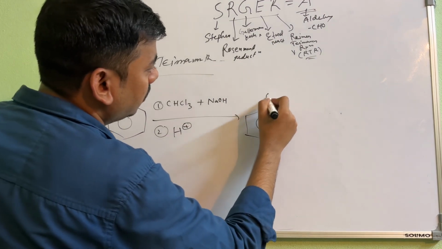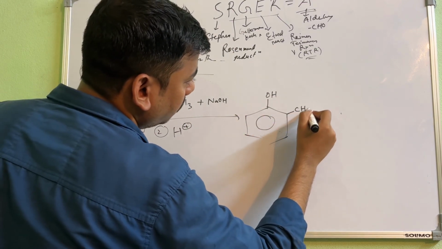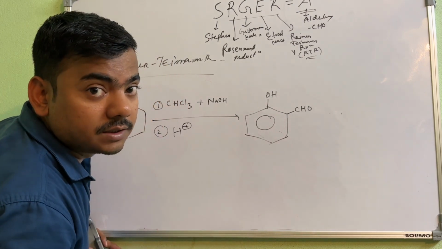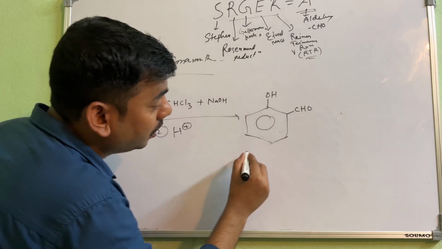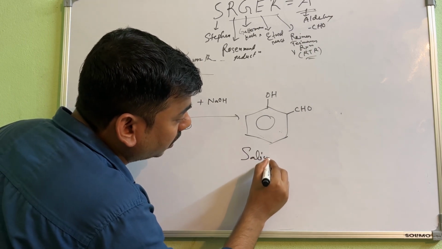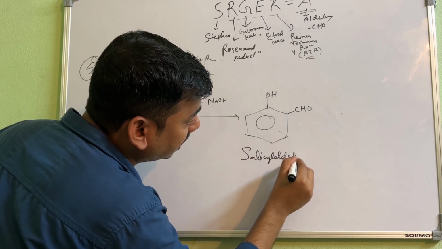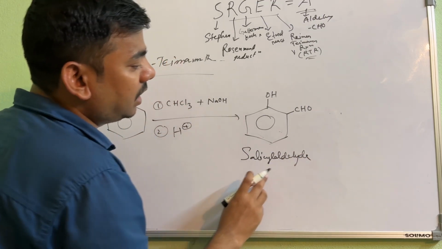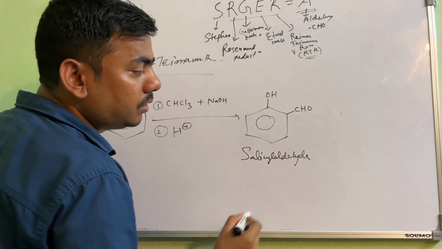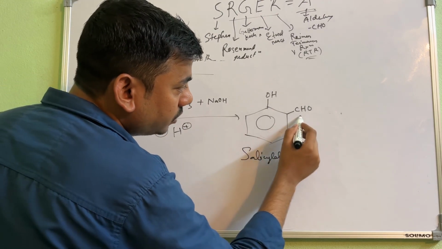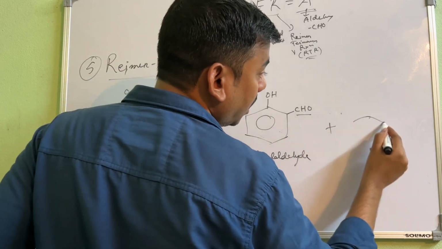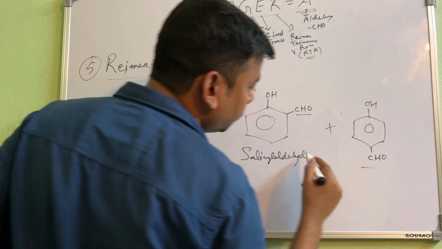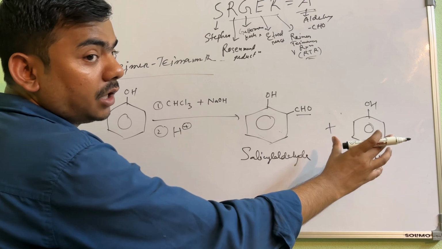Then what will happen? OH, and here the CHO group will come. This compound's name is ortho-hydroxybenzaldehyde. This is the IUPAC name, but what is the common name? The common name is very popular, salicylaldehyde. And one thing I want to tell you here only: it is not only ortho CHO you will get, you will get the para product also. OH is there and para CHO here, both products you will get, ortho and para hydroxybenzaldehyde.